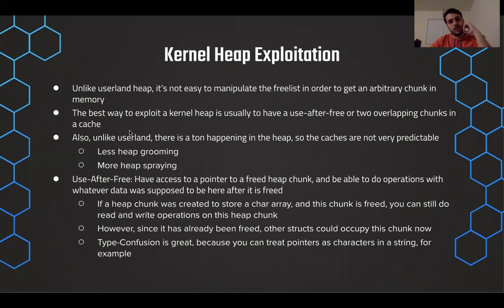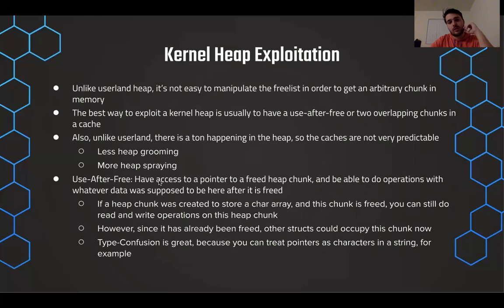Let me see. The best way to exploit a kernel heap is usually to have a use after free or two overlapping chunks in a cache. That's pretty standard for heap exploitation in the kernel because there's not the sizes. You can't do the interesting overwrite and have two chunks fit in one or anything. It's very straightforward at the kernel level. So a use after free is very common, but in case somebody here doesn't really do much coding yet or anything, I'm going to go into what a use after free actually is.